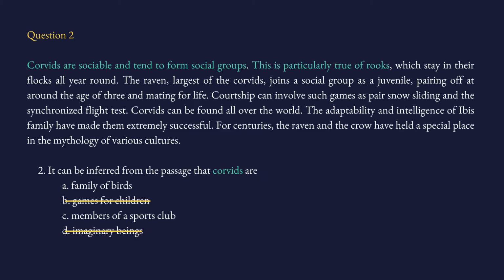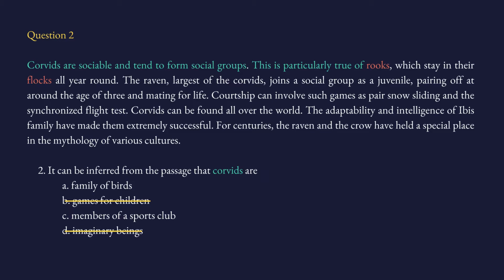This is particularly true of rooks, which stay in their flocks all year round. Now here we have valuable information. Rooks are birds. And then it says they stay in flocks all year round. Flock means a group of birds. So first it's saying corvids are such and such. Then it says this is particularly true. Then it's giving an example about the kind of corvids. For example, it says rooks. A kind of corvids, that is rooks, are such and such, and they fly in groups.